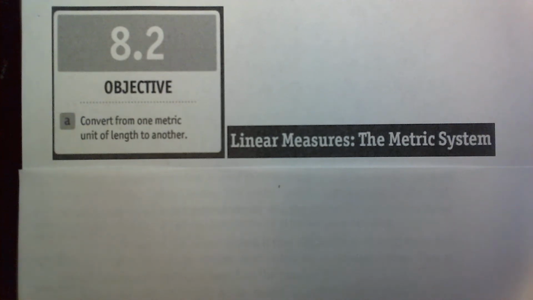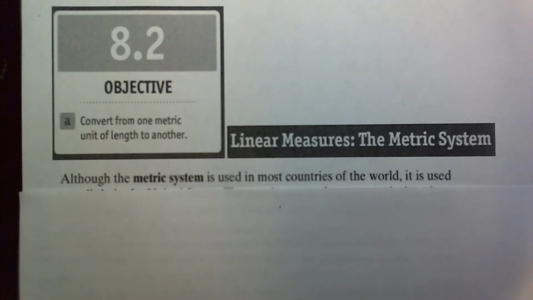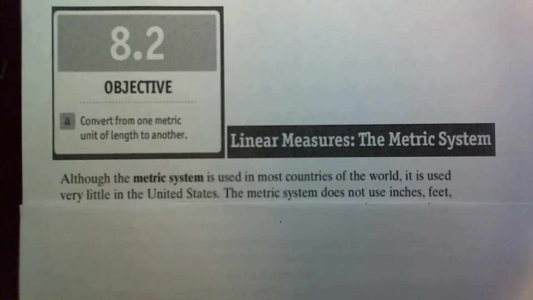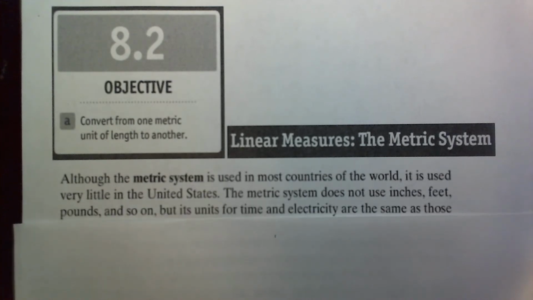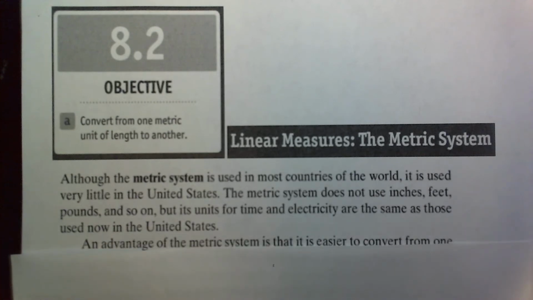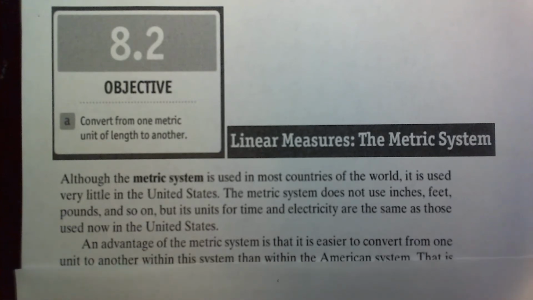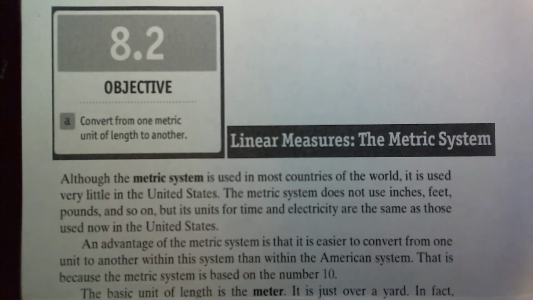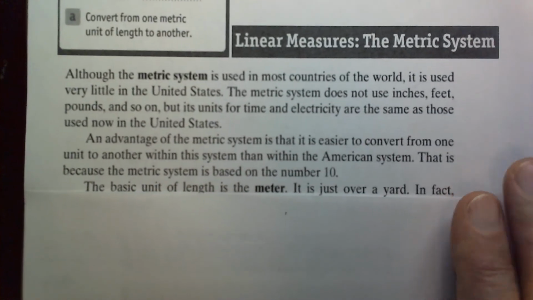In section 8.2, we're going to learn about another linear measure, and that's the metric system. The metric system is used in most countries around the world, and very little in the United States. It does not use inches, feet, pounds, and so on, but its units for time and electricity are the same as those used now in the United States. The advantage of the metric system is that it's easier to convert from one unit to another within the system than within the American system, because it's based on the number 10.